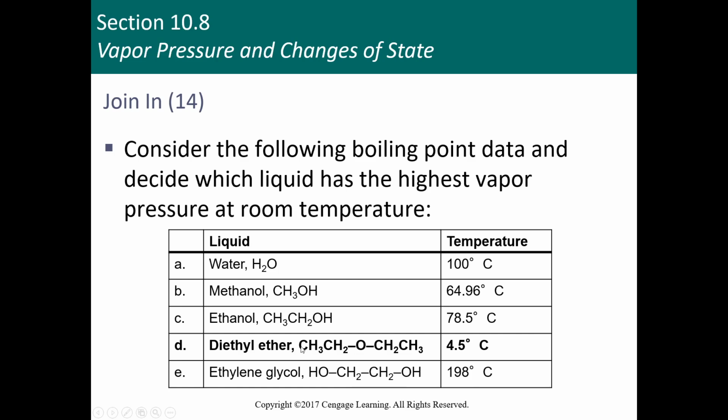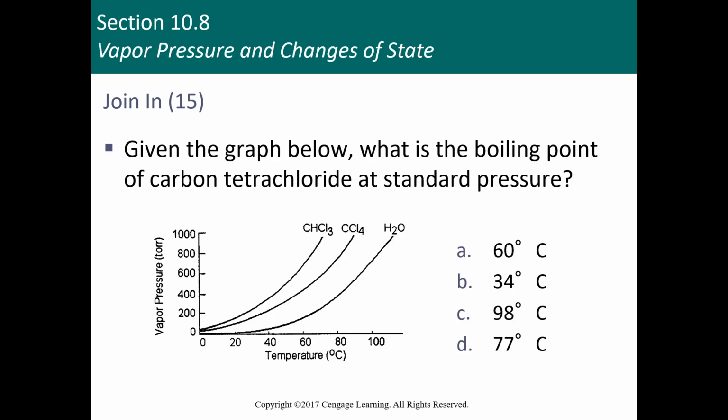This right here is diethyl ether. These other ones have hydrogen bonding. And so you would expect this one to have the highest vapor pressure, or otherwise be the easiest to boil, right? The most likely to go into the vapor phase.